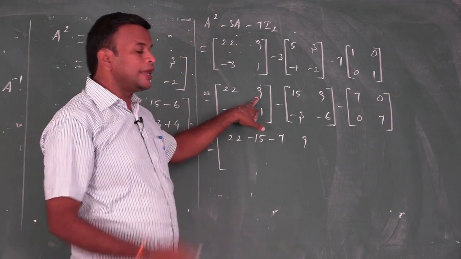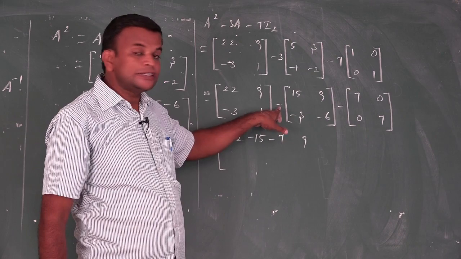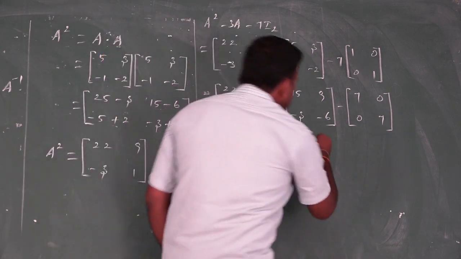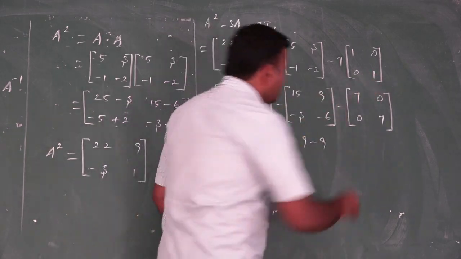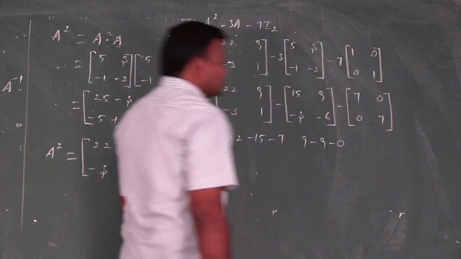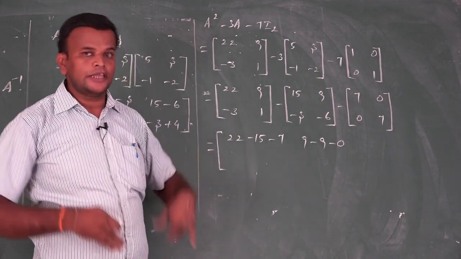What is the corresponding element of the second matrix? It is also 9, but the outside one has a minus sign, so it becomes minus 9. Minus 0 is there, so minus 0. So the first row is over. Next, in the same manner, the second row.